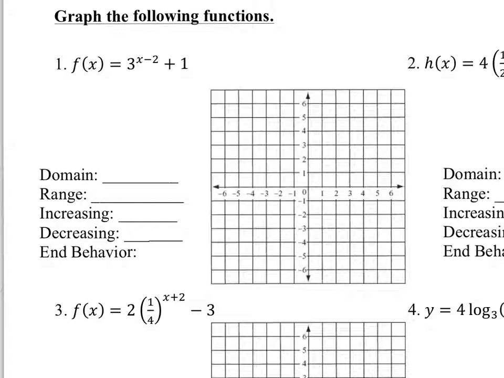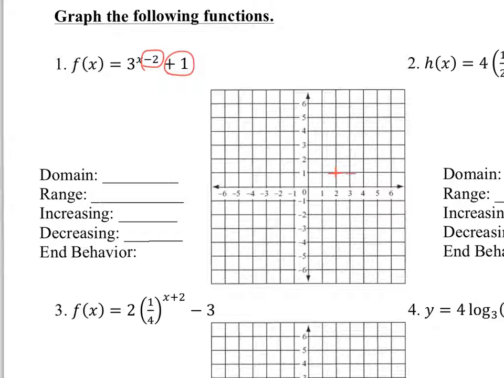It's graphing the following functions. So number 1 is an exponential function. So I see that I'm going to the right 2 and I'm going up 1. So I'm going to go to the right 2, up 1, and I'm going to put a little plus sign there because that's my new origin.